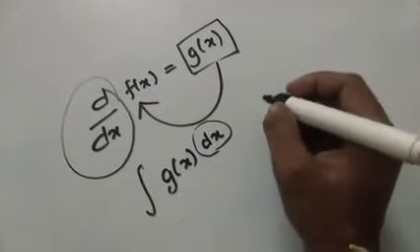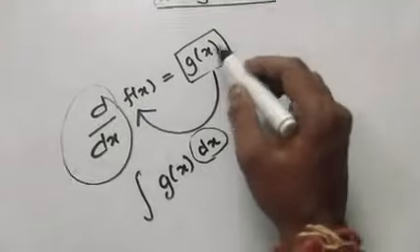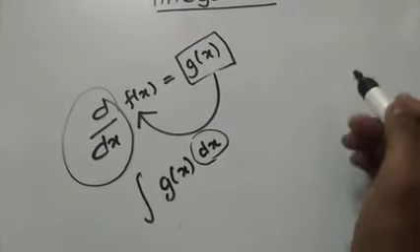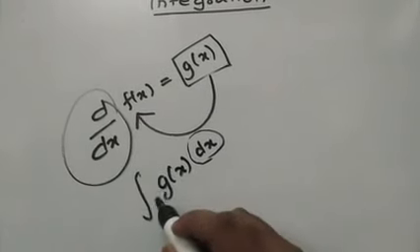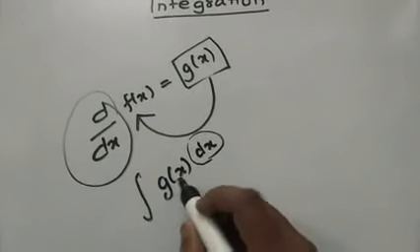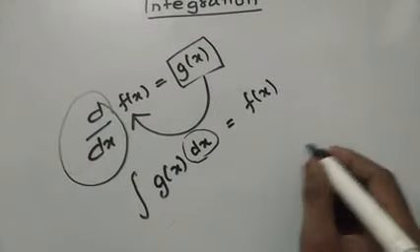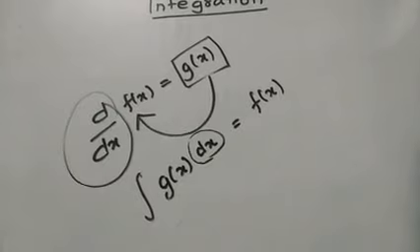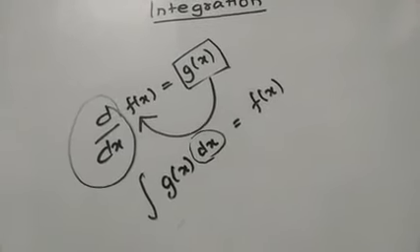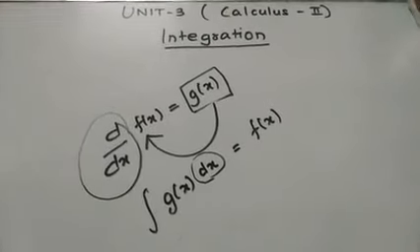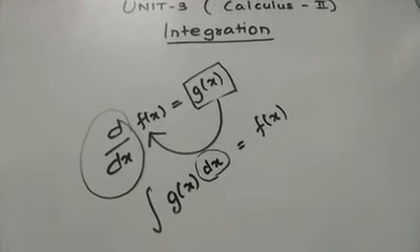So I'm saying that if we differentiate a function f of x, you will get a result g of x. So integration is an inverse process of differentiation. By that, if you integrate g of x, you will get f of x, and there will be a sign adjustment, but in gist, integration is an inverse process of differentiation. So this is a small introduction to the topic integration.